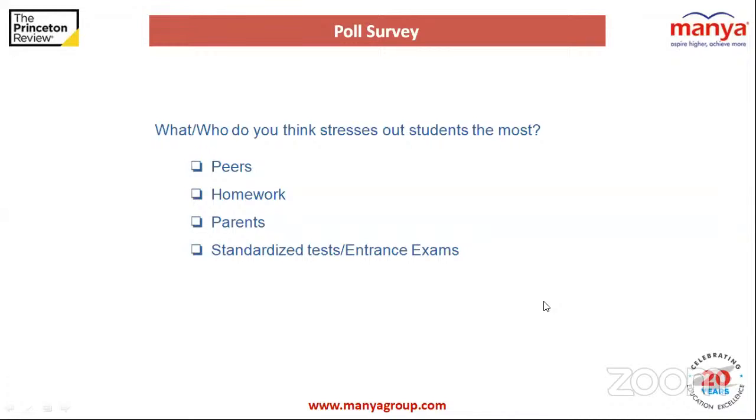Oh my God, again standardized test. So almost all of you here are having that standardized test and entrance exam fear. 52% say it's entrance exams, parents 24%, peers 5%, homework 19%. Okay, great. How many are there? Let me see quickly. There are around 22. So in this group, the standardized test is stressing you out a lot.